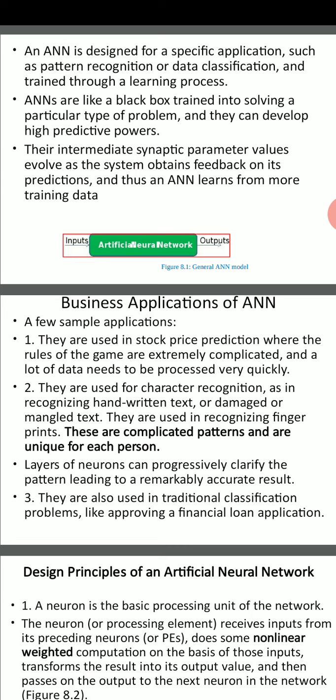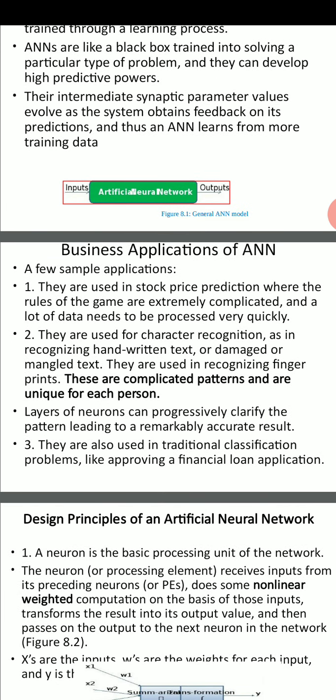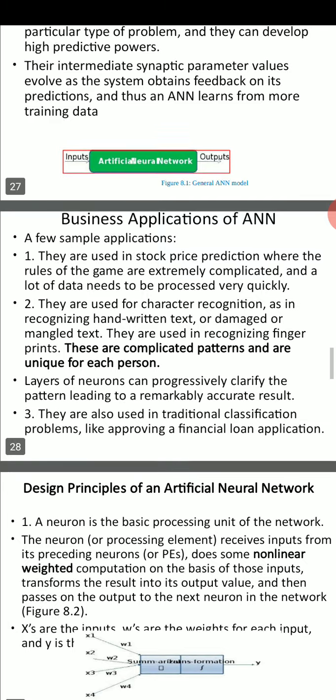Their intermediate synaptic parameter values evolve as the system obtains feedback on its predictions, and thus the artificial neural network learns from more training data.